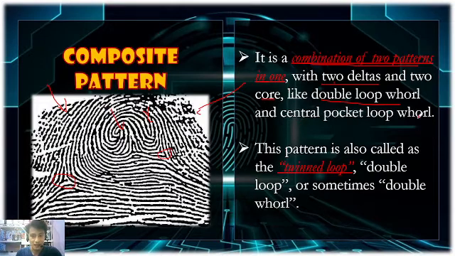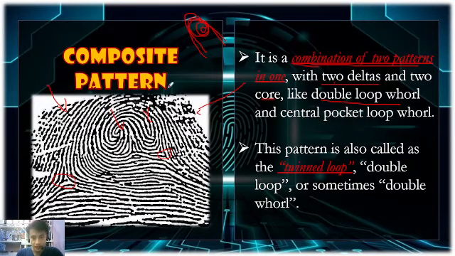Central pocket loop whirl, it could be said also as composite pattern because it combines two patterns in one. So ano naman kapag central pocket loop whirl? Combination of plain loop and plain whirl. So parang ang itsura, pag sinabi nating loop, ganito ang itsura niya usually, and then yung whirl is inside. Kaya nasabi na central pocket loop whirl.